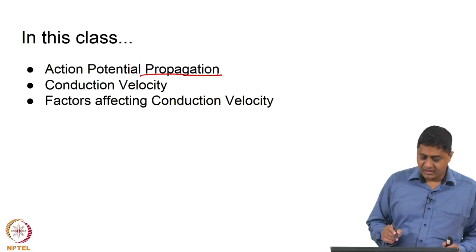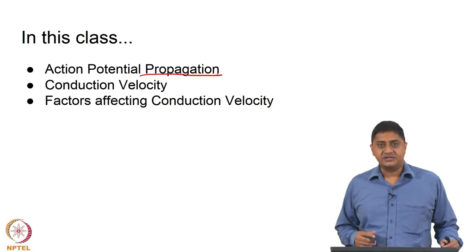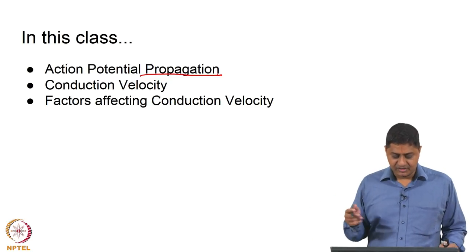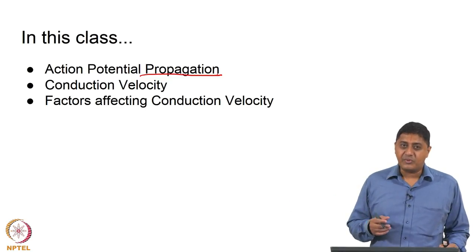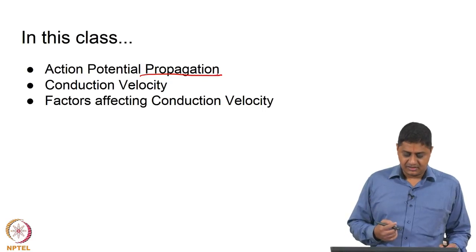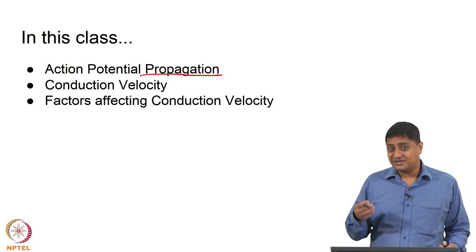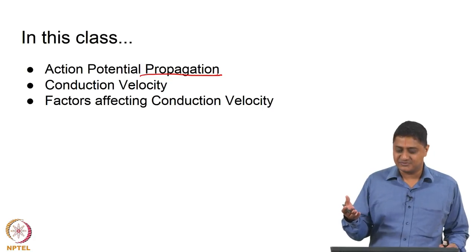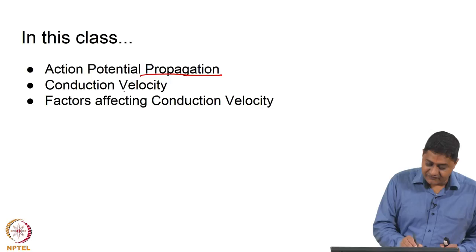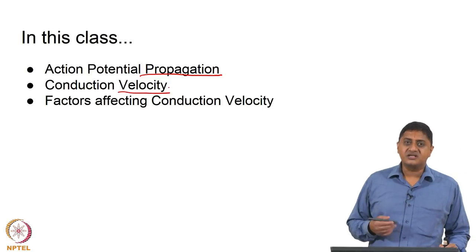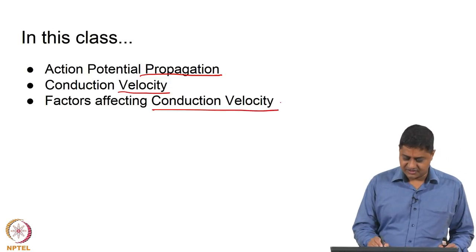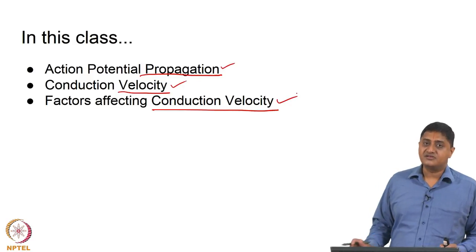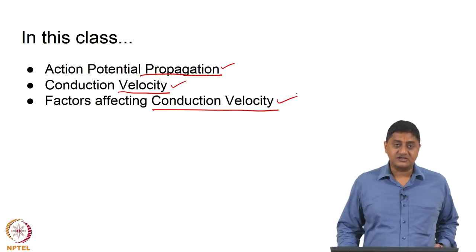Whenever something moves from one point to another, you say that it has been displaced, it has moved. So, this is propagation of information. That is one. Whenever you say that something is getting displaced, the second question that arises is how fast has it been displaced? That is related to conduction velocity in this case, and what are the factors that affect conduction velocity? So, these are the three topics we will discuss in today's class: propagation, velocity, and factors affecting conduction velocity.